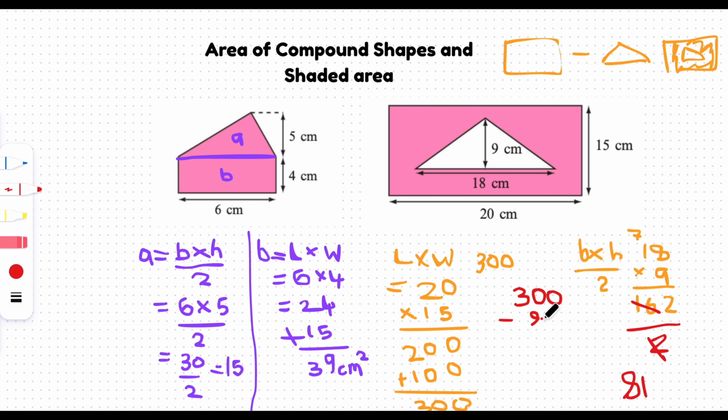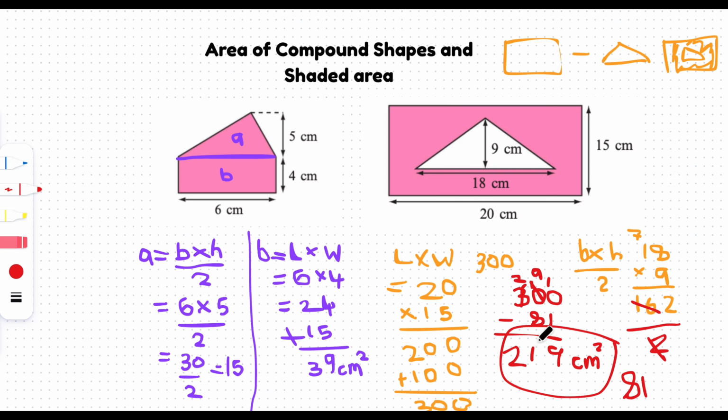minus 81. Okay. So 0 minus 1, it can't, and we can't borrow from the 0, so we have to borrow from the 3. So the 3 becomes a 2, this becomes a 10, but we borrow from that 10, so it also becomes a 9, and that becomes a 10. Now 10 minus 1, 9, 9 minus 8, 1, and 2 minus 0, 2. So our answer is a cool 219 square centimeters. That's our shaded area.